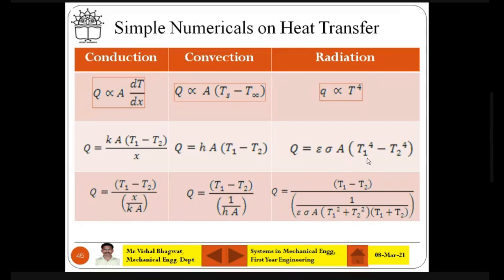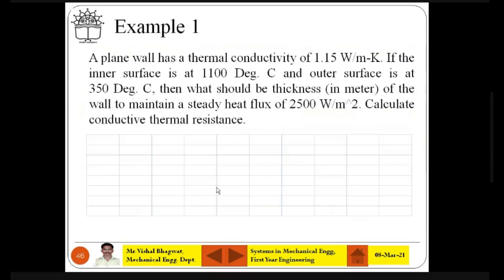So you get T1 raised to 4 minus T2 raised to 4. This is the simple expansion. You know that actually. So 1 upon everything. What I am saying here, T1 minus T2 will be on the numerator. That is nothing but the temperature difference. And everything on the denominator will be called the thermal resistance in radiation, in convection, in conduction. Now, without wasting much time, we'll go for solving the numerical.